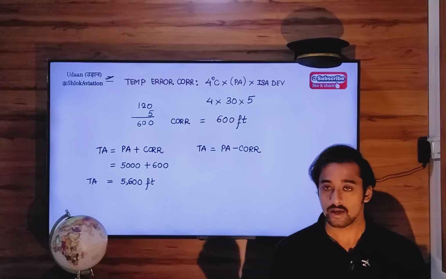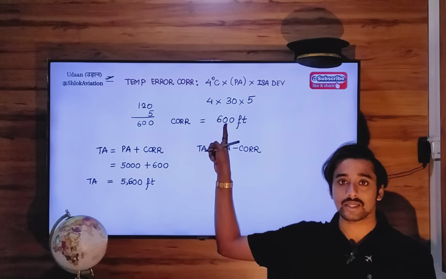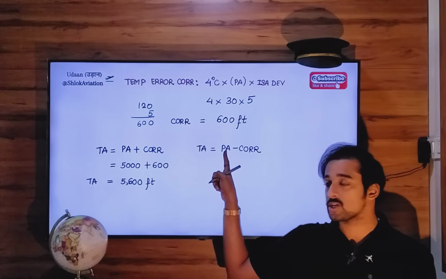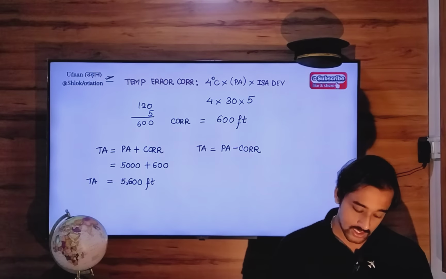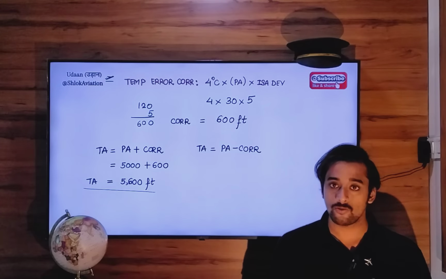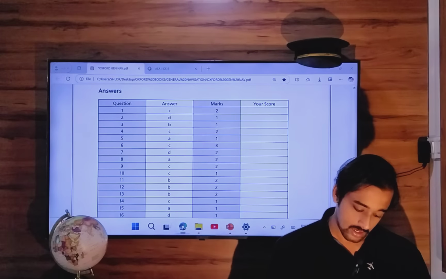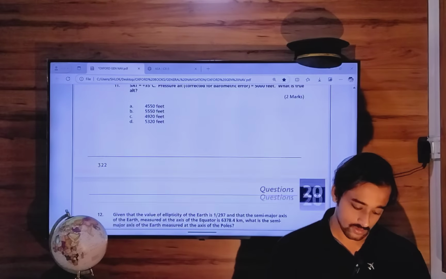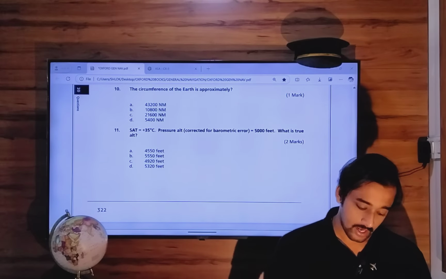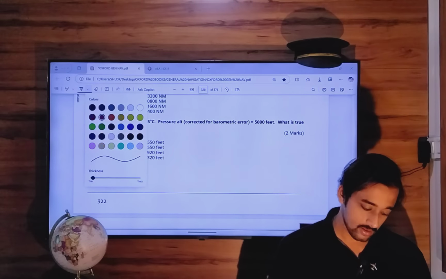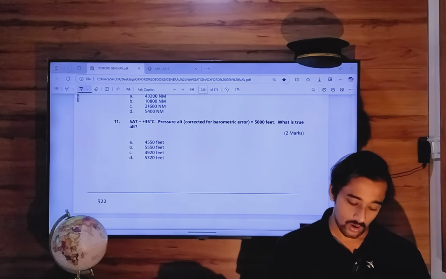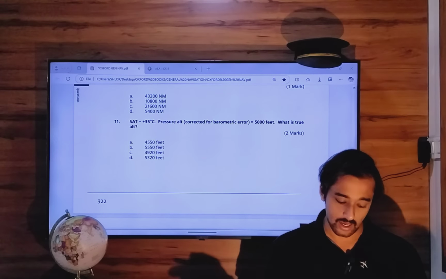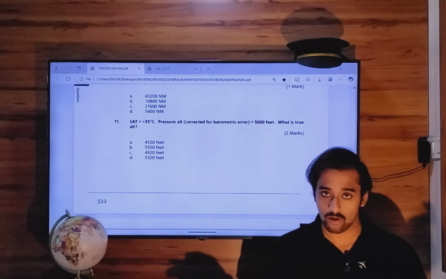5600 feet. Okay, so the correction is plus 600, positive, so use this. If it is minus 600, use pressure altitude minus 600. So this is your final answer. True altitude equals 5600 feet. So the answer to 11 is 5550, which is nothing but 5600 feet approximately. So the closest option is option Bravo.